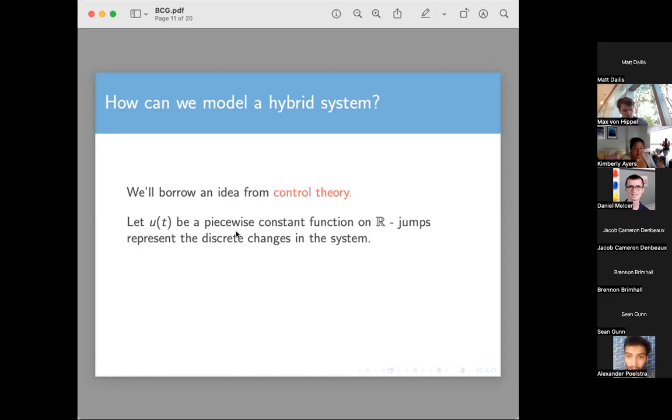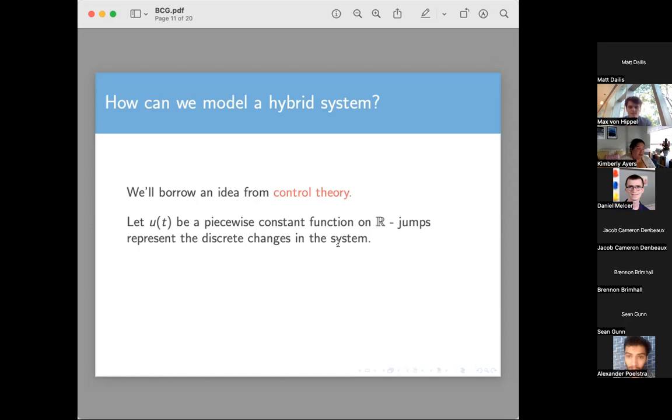But the idea is that if I'm sitting here right now and I want to write a model, I'm going to know ahead of time what the switching pattern is going to be. The pattern of how the switches happen, at what time points they happen, whether I'm switching from system A to B to C, or from A to C to B. How does the switching happen? I know that ahead of time. And so I'm going to consider that switching behavior separately. The way I'm going to do it is to write this function U of t to be that piecewise constant function, which represents the discrete changes in the system.